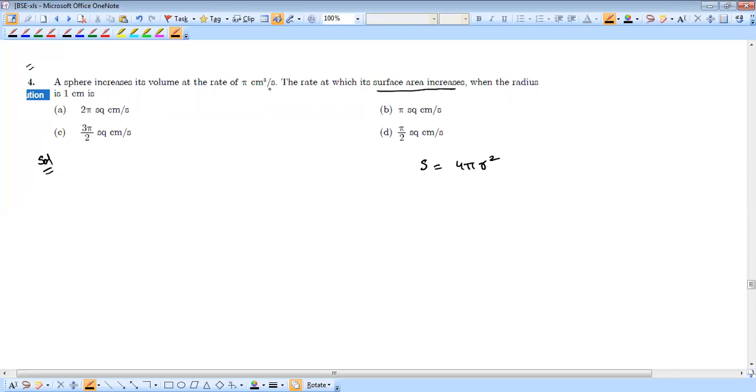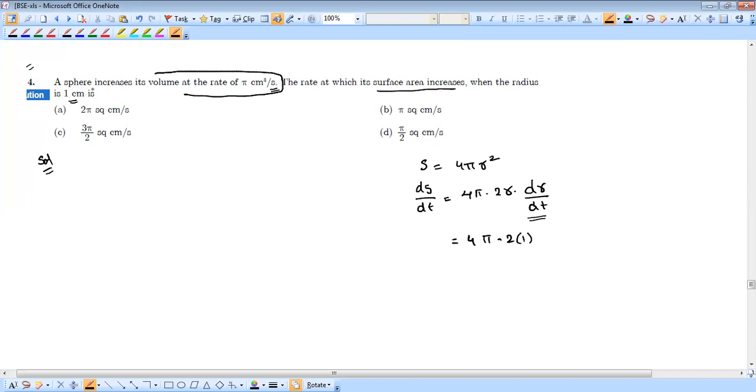Differentiating on both sides with respect to time, ds by dt is equal to 4 pi into 2r into dr by dt. The r value we have is 1 centimeter, so we can substitute: 4 pi into 2 into 1. But the dr by dt value we don't know, so we have to find that dr by dt value from the other condition.